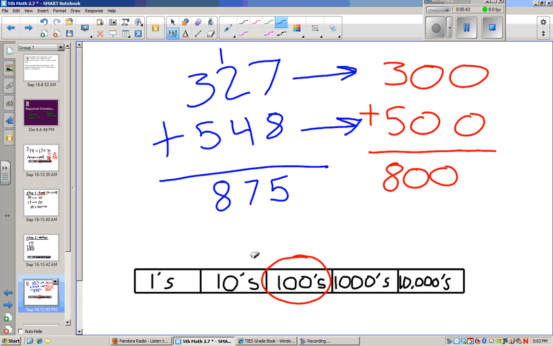So remember, there are 2 steps to making a magnitude estimate. The first one is to round, and the second one is to add or multiply, whatever your operation is. Then you do your regular problem, and you compare and see if your answer is in the ballpark.